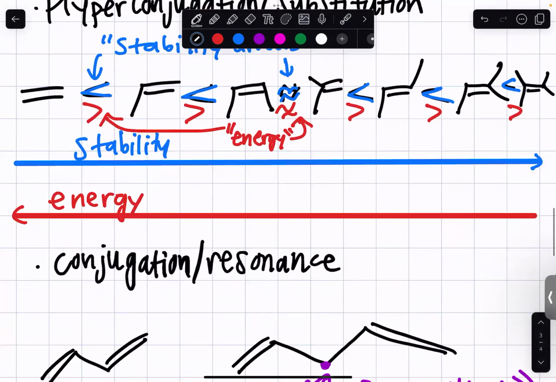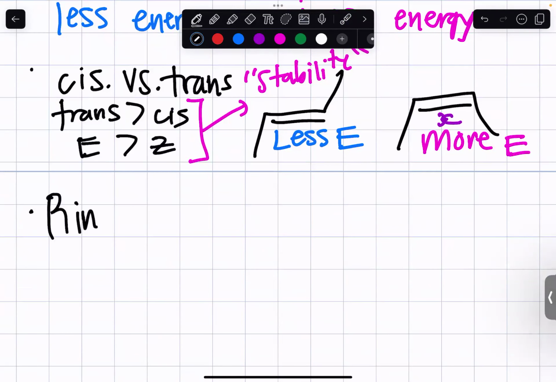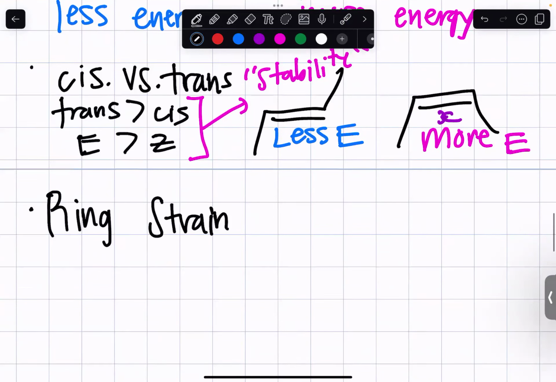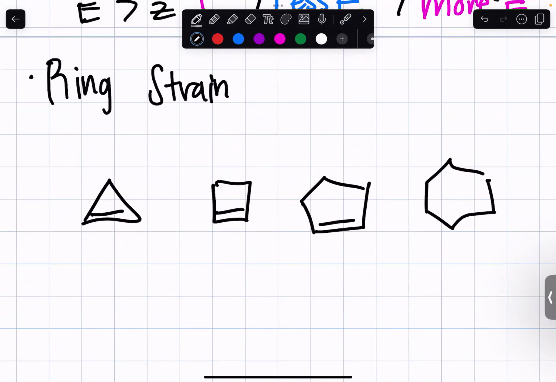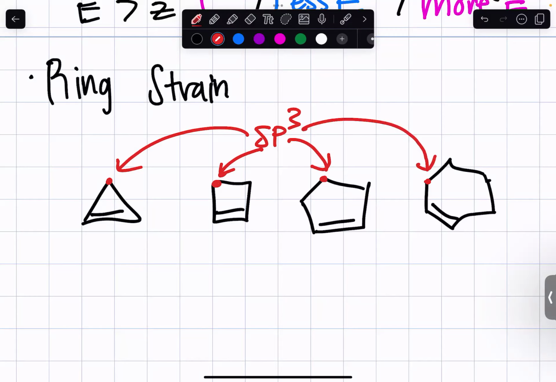Another thing that you could see is ring strain. So let's look at these rings here. You notice how these carbons here are sp3 hybridized? Since they're sp3 hybridized and tetrahedral, do you remember the preferred bond angle they prefer to be in? That is going to be around 109.5 degrees.